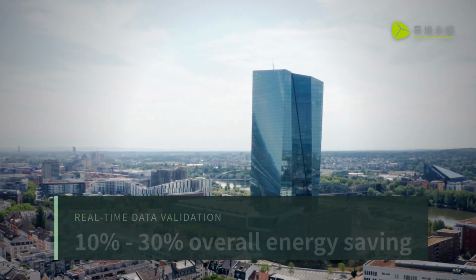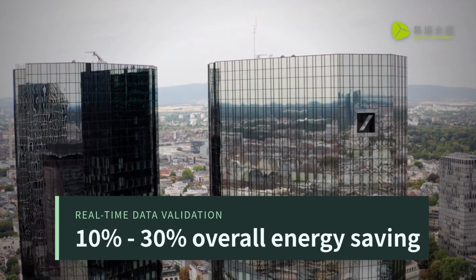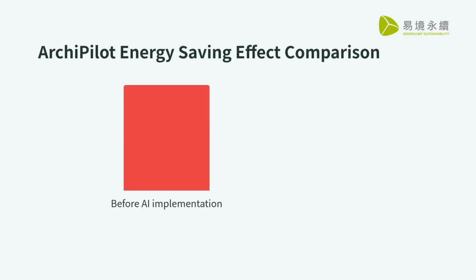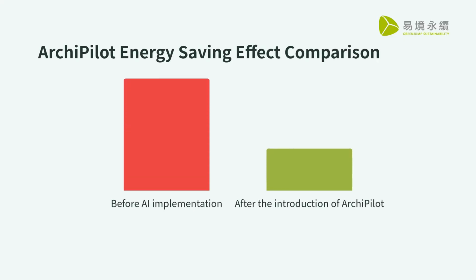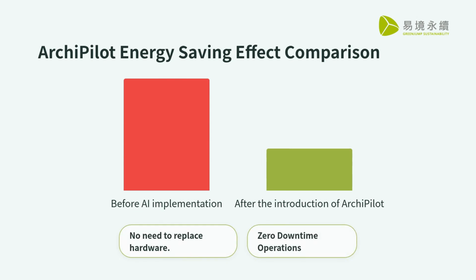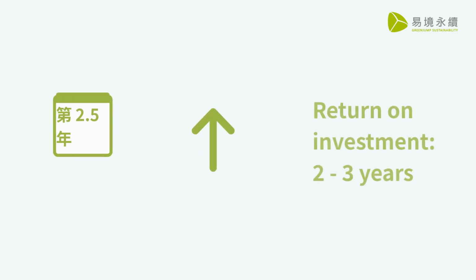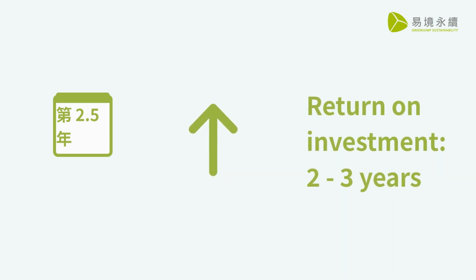What kind of results does this technology bring, based on real data from multiple well-known buildings around the world? After introducing ArchiPilot, the average energy saving rate reaches 10% to 30%. Moreover, the key point is that there is no need to replace expensive hardware or interrupt operations. Because the saved electricity costs are profits, the payback period for the investment usually only takes 2 to 3 years. This is a highly beneficial upgrade plan.